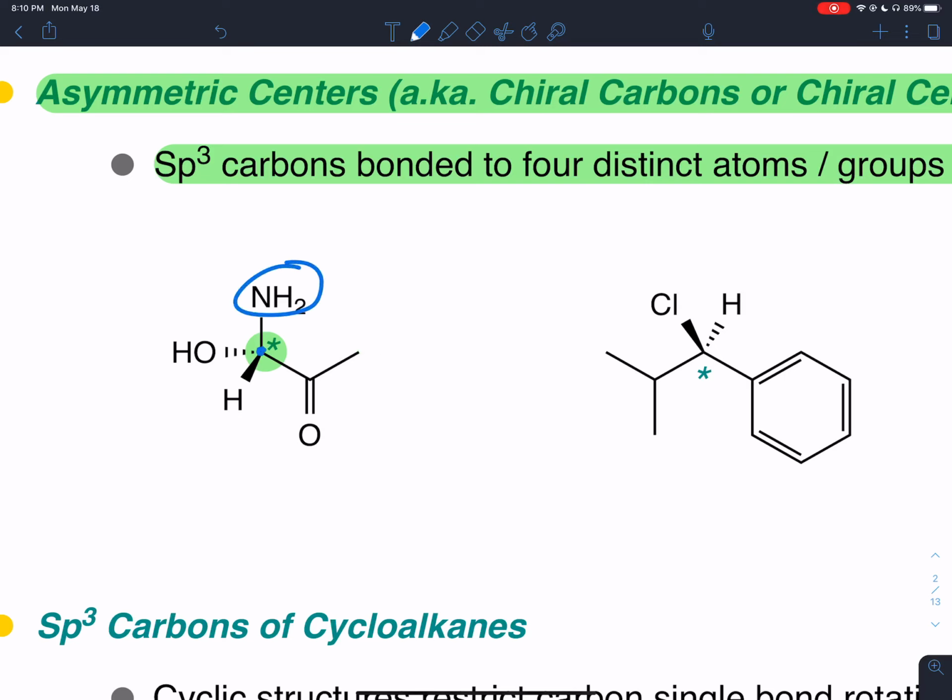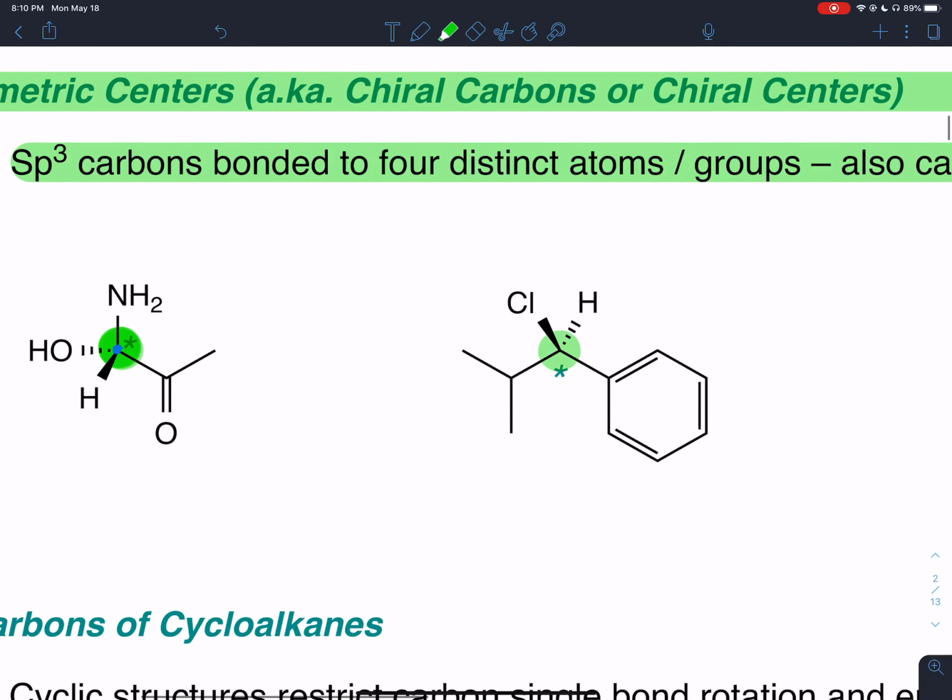This is an asymmetric center. It's bonded to an amino group, a hydroxyl group, a hydrogen, and this ketone functional group. Okay? So your visual reference point is this, and you're saying, what groups are coming off of that one point? Here there are 4 different groups, therefore it is an asymmetric center. Here is an asymmetric center. We have a chlorine, a hydrogen, an isopropyl, and a benzene ring, asymmetric center.